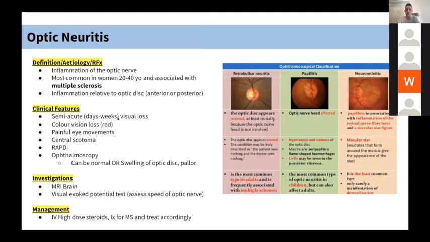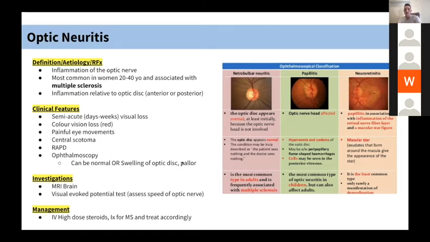With your clinical features, it's usually a visual loss, not so much acute as the other ones that we've talked about, but days to weeks. They can also have color vision loss, and it's usually with red colors, so that's a pretty big giveaway. They can have painful eye movements because they've got inflammation, which can affect all of the muscles around the eye. A central scotoma, so a central part of the vision is blacked out. And again, a relative afferent pupillary defect.